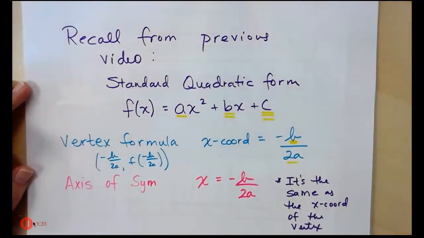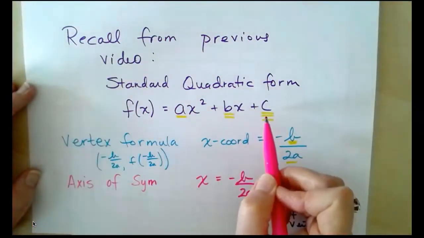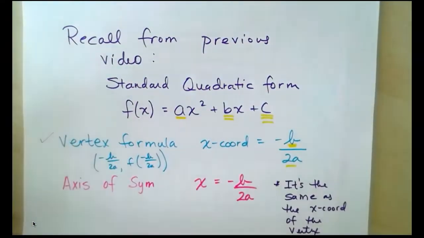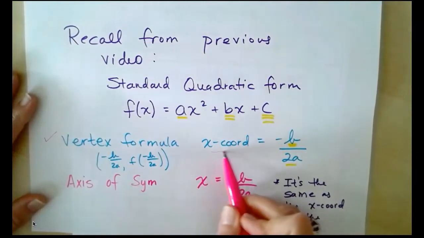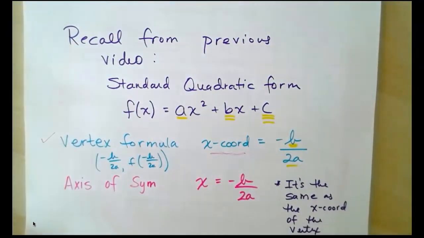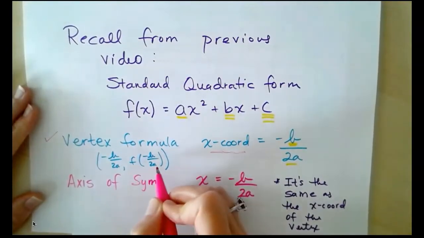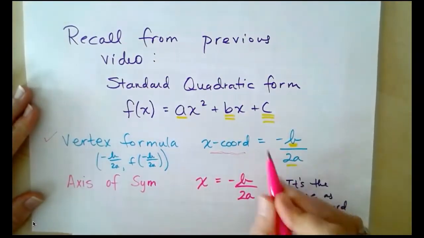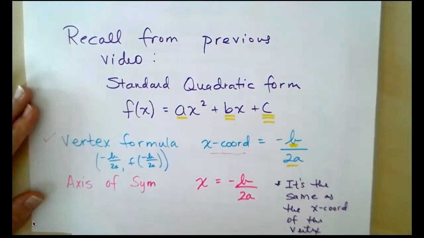Now, if we compare that once again to this standard quadratic form, we don't have an h and a k in this one. But you did learn about the vertex formula. And you can find the vertex of a parabola by using the vertex formula. The x-coordinate of a vertex is simply found by taking the opposite of b over 2 times a, and that gives you the x-coordinate. Obviously, if you want the y-coordinate, you simply need to plug that number back into the function and evaluate the function when x equals whatever the x-coordinate is.